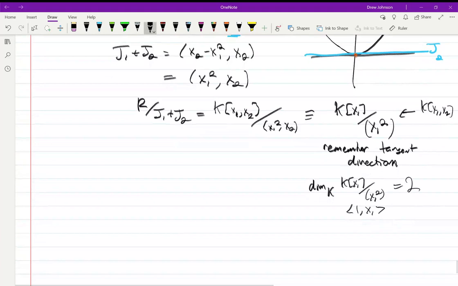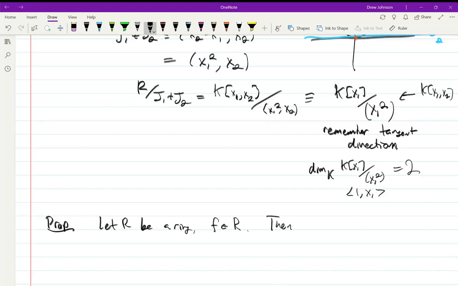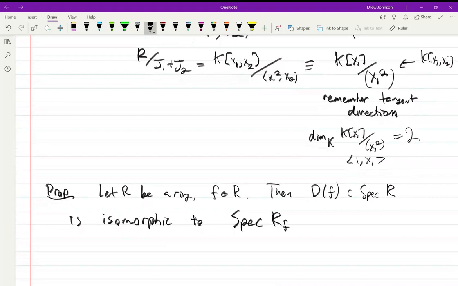All right, let's look at the next proposition. We're just talking about distinguished open subsets. So let R be a ring and F be an element of R. Then the distinguished open subset DF inside of Spec R is isomorphic to Spec of R localized at F. So this is the ring R localized at the element F, and we're saying that's isomorphic to the distinguished open subset DF of Spec R.